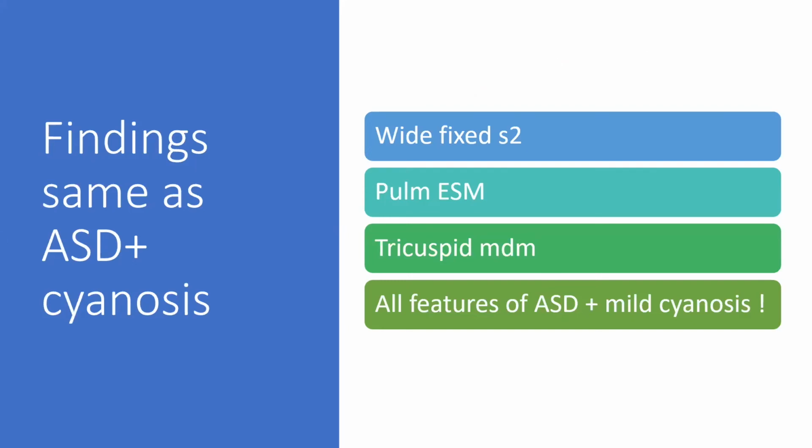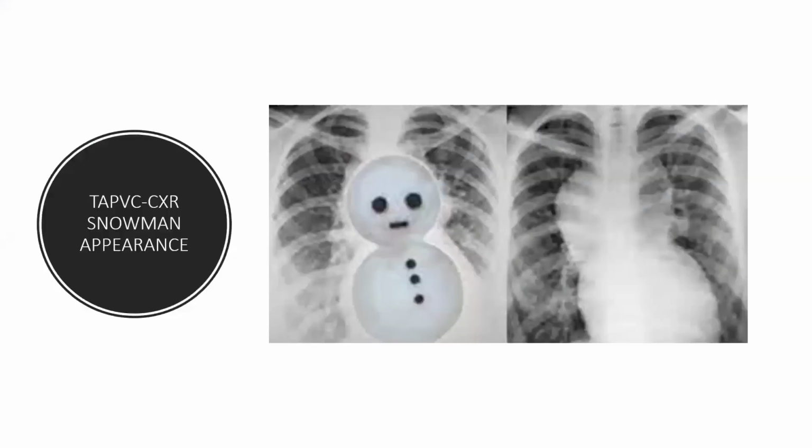It can be an ASD Eisenmenger's, or it can be an ASD, not an ASD, but a TAPVC. So the TAPVC is exactly all the findings of ASD with a little cyanosis. That is when you would think it's a total anomalous pulmonary venous drainage. What do you get on the X-ray of a TAPVC?